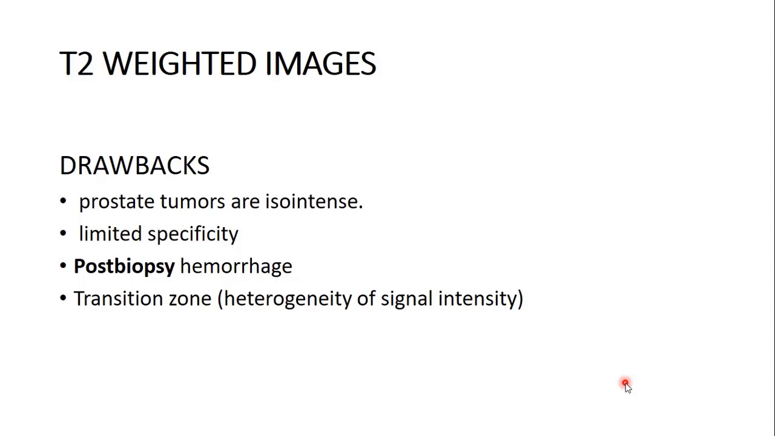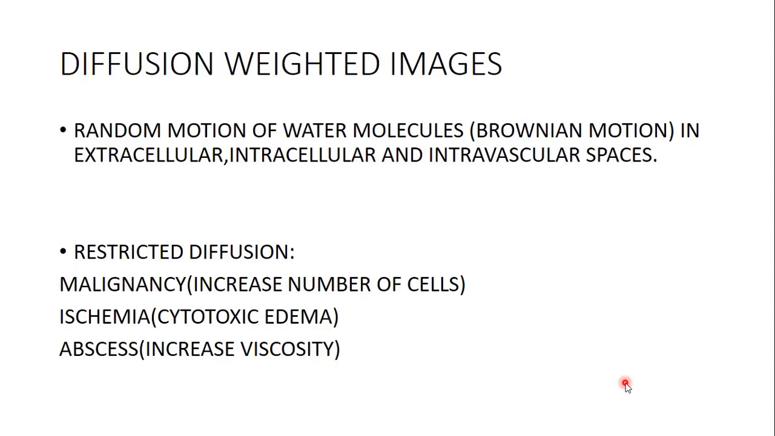There are certain limitations of T2-weighted images. Some prostate tumors are iso-intense and are difficult to identify on T2 images. Moreover, there are certain lesions like prostatitis, scarring, and atrophy of the prostate gland, which have low intensity signal on T2 images. Sometimes post-biopsy hemorrhage also hampers the diagnosis of prostate cancer. Moreover, the heterogeneity of signal intensity in the transitional zone also interferes with the diagnosis of prostate cancer, and it is difficult to diagnose on this.